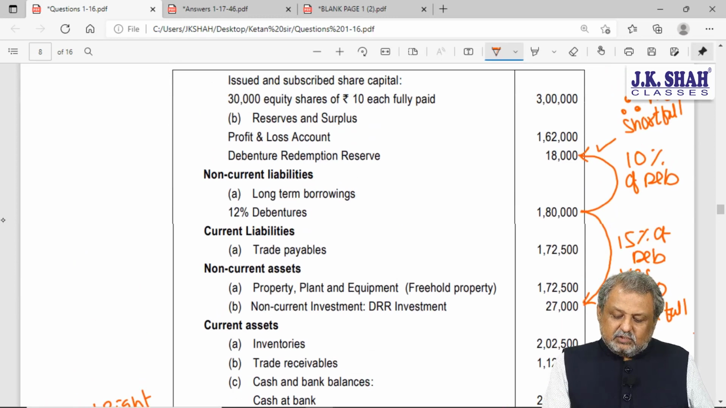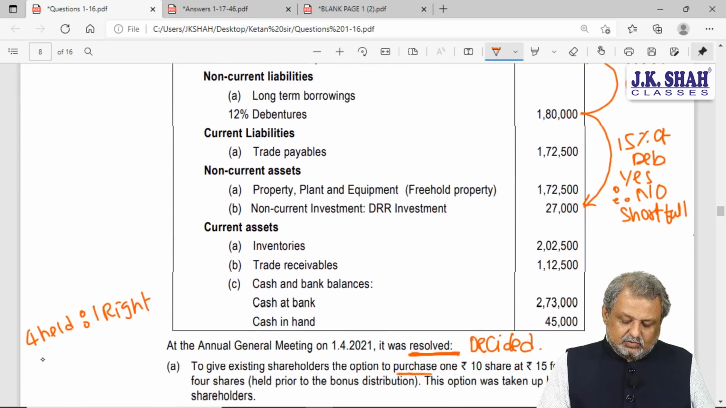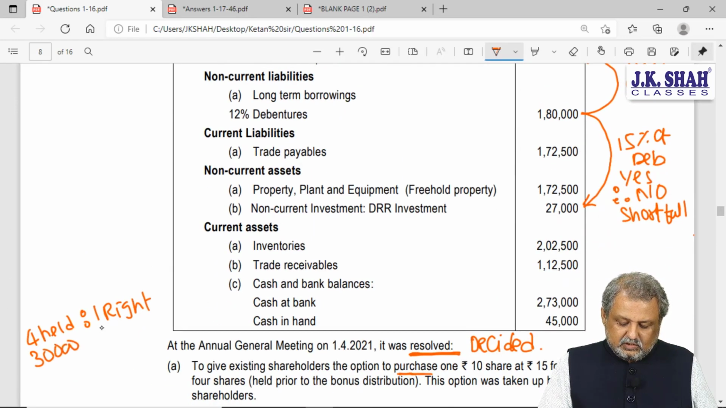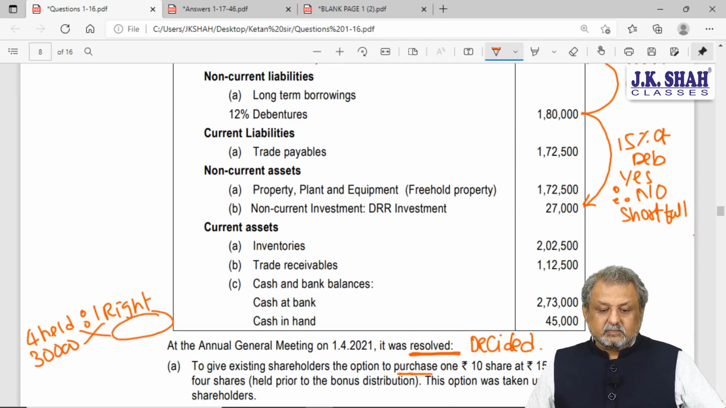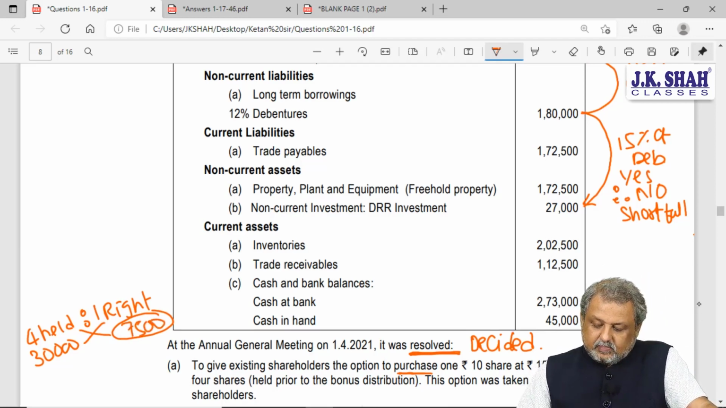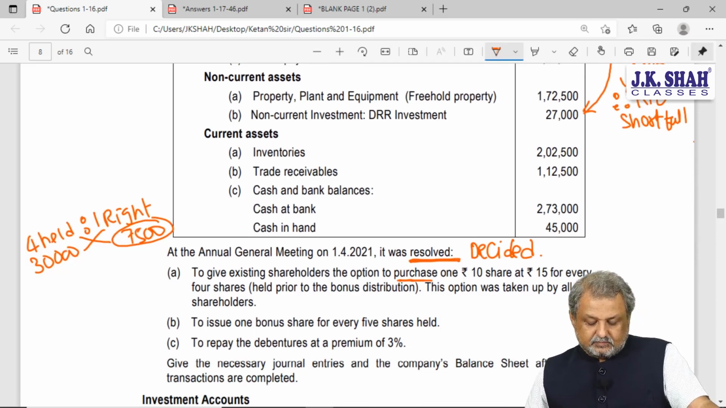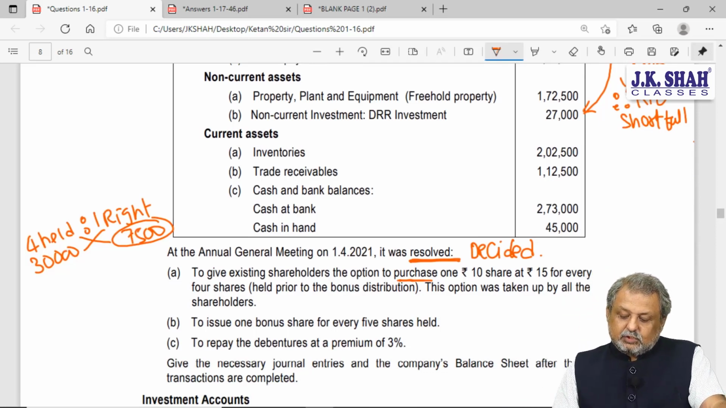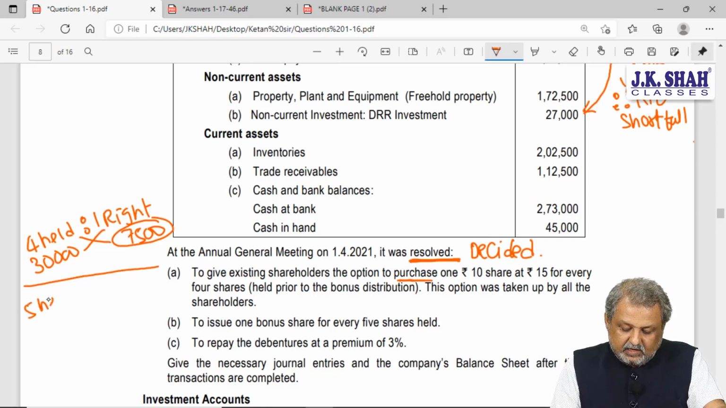So in the balance sheet issued 30,000 shares. Cross multiply and tell me how many right? 7,500. So this is right issue. Then issue bonus shares. Oh my god. Issue bonus shares. Okay, one bonus for 5 shares held. So 5 held, 1 bonus.